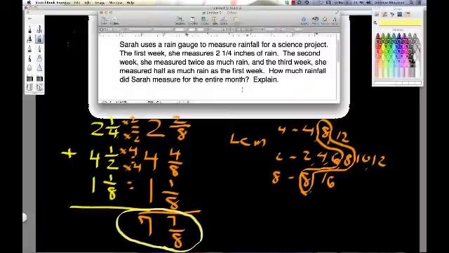Now, it's a little tricky that they say month. However, they only gave us 3 weeks. So that's what they expected us to figure out, the 3 weeks, and only the 3 weeks. I hope this was helpful to you.